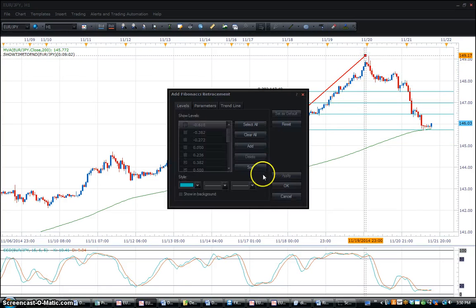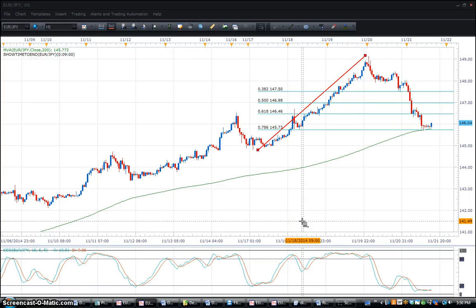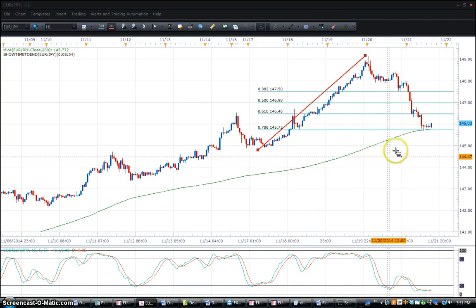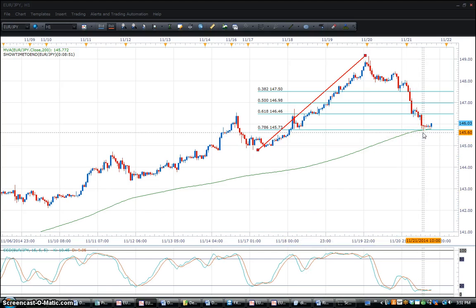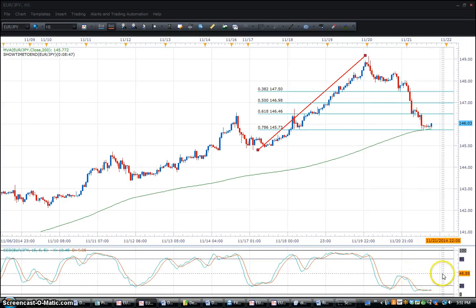and we can see here, it always amazes me how price sometimes stalls exactly on one of these fib levels. And in this instance, we've got the fib level lining up precisely on the 1 hour chart with the 200 period moving average. Slow stochastics is below 20.